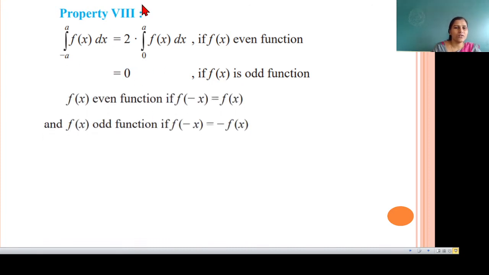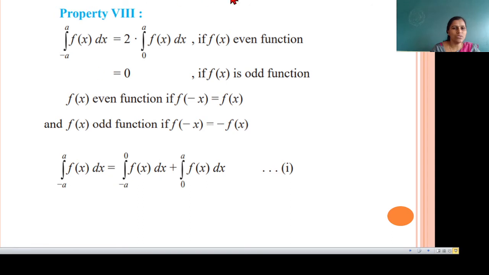So let's first see what is an even function and an odd function. A function f of x is even if f of minus x is equal to f of x, and the function is odd if f of minus x is equal to minus f of x. So remember these two terms.